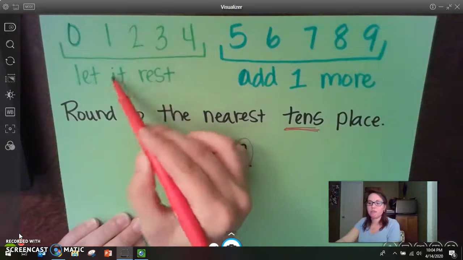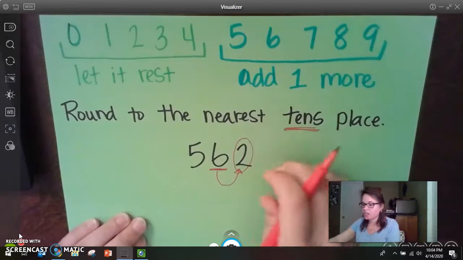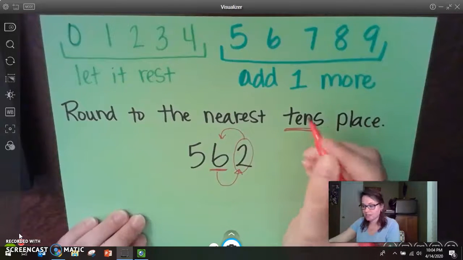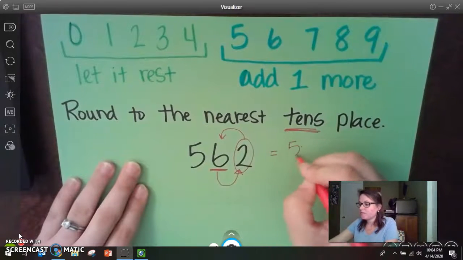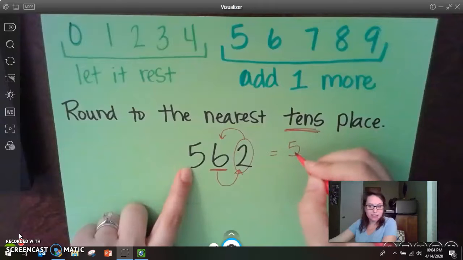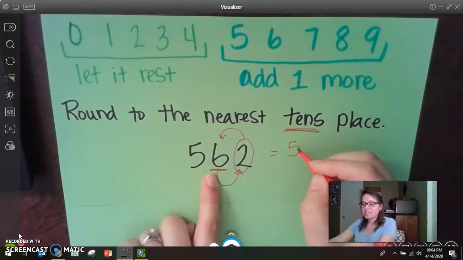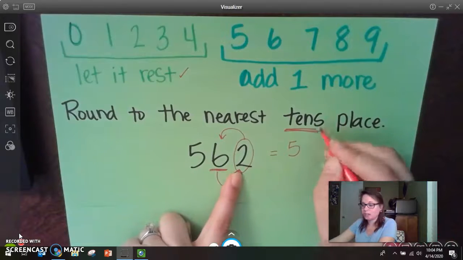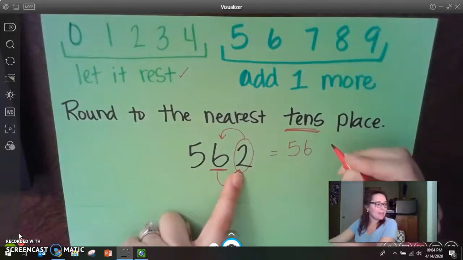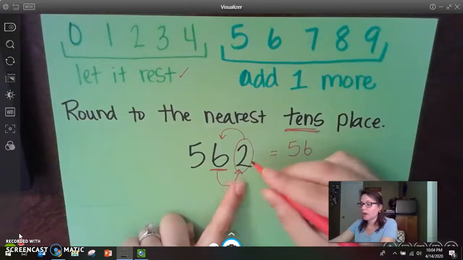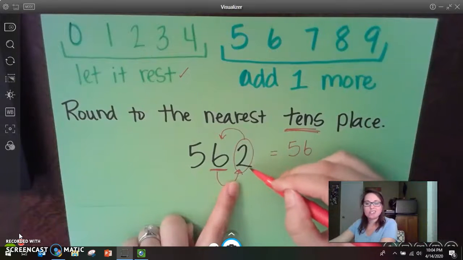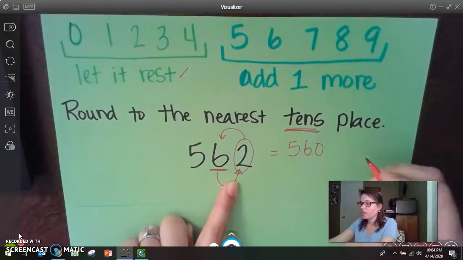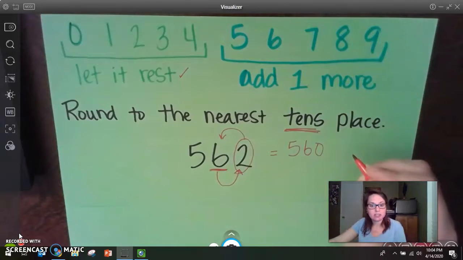Well, the 2 is right here. So that means I'm going to let this one rest. So that means this 6 is going to stay the same. It's going to rest. So that means this number is 5. I keep my 5. I did not do anything to my 5, so I'm going to leave it there. My 6, I am letting it rest, because the 2 is telling me to let it rest. So then I'm going to have a 6. And anything that is to the right, if I'm letting it rest or adding one more, it is always going to turn into a 0. And notice how I kind of already turned it into a 0. So my new number rounded is 560.